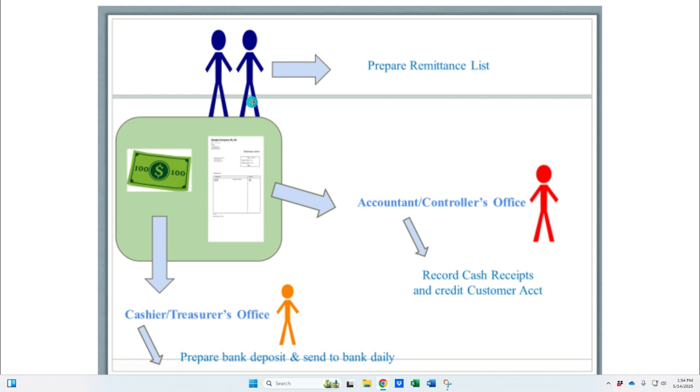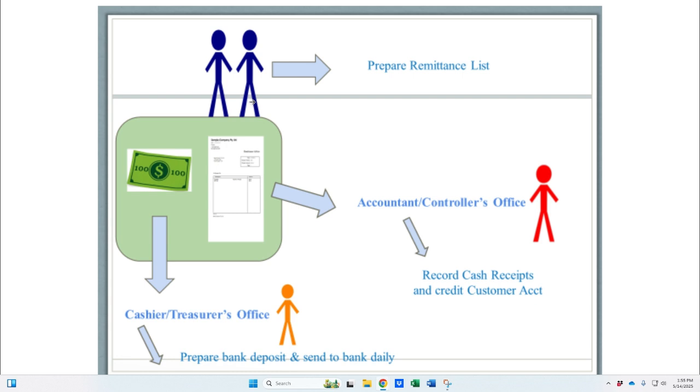So what this demonstrates is that we would like to have dual custody or joint custody of cash at the beginning of this process. So having two people open the mail or receive those cash payments is a good control to have, because if only one person has that custody, it would be a lot easier for them to kind of slip something in their pocket. So having that joint custody, having two people open the mail, provides a little layer of control.